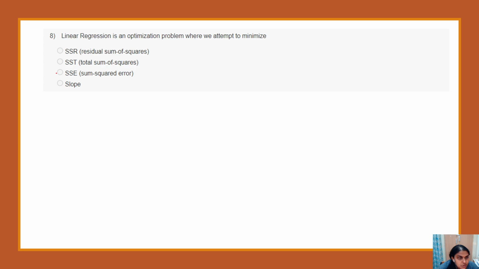We'll be looking at reducing the sum squared error, because what was sum squared error? It was the summation of yi minus y cap, the whole square. In prediction we have the original value and the predicted value. So the difference between the original and the predicted one is squared, and then the sum of that is the sum squared error. That is what we'll be trying to reduce.